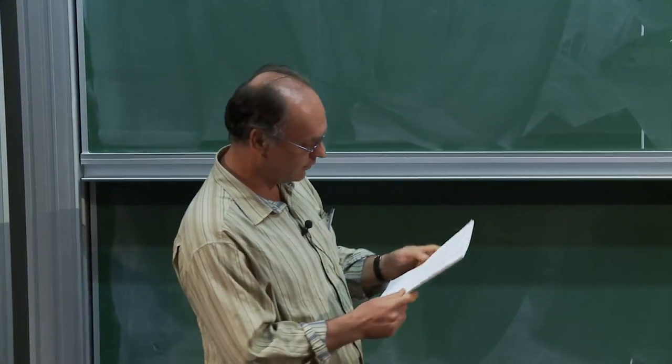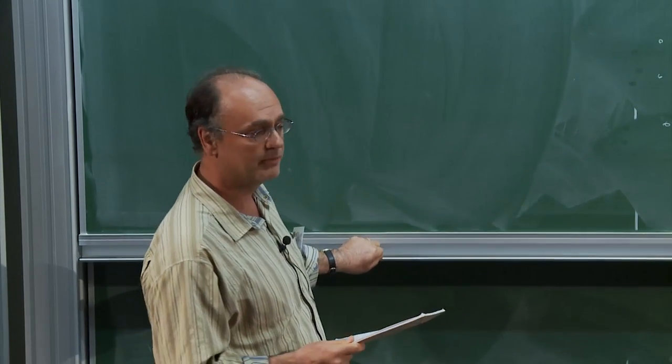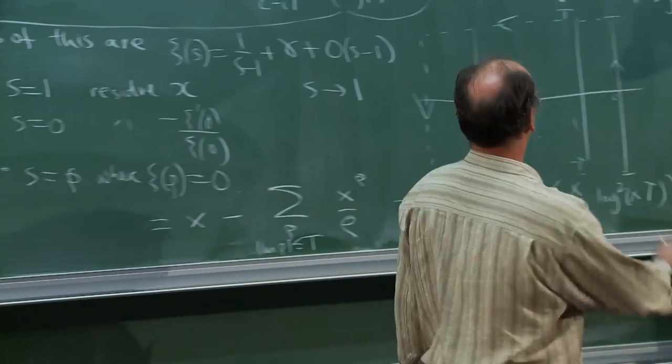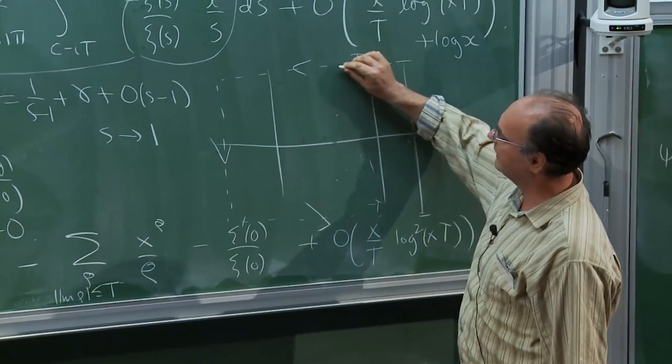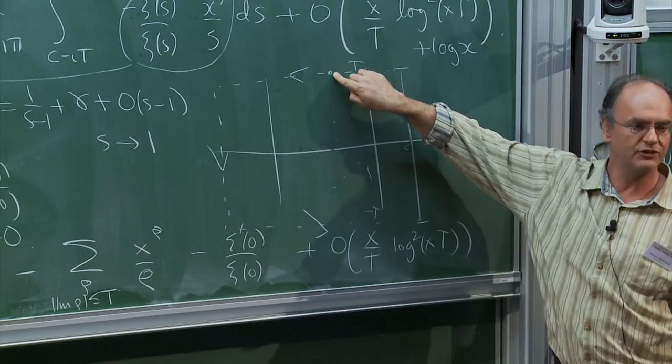OK, so now the question is, can we make this argument work? Now, you have to think things through. Like, for instance, when you try and pull the contour across here, what if you happen to bump into a zero of the Riemann zeta function as you go?